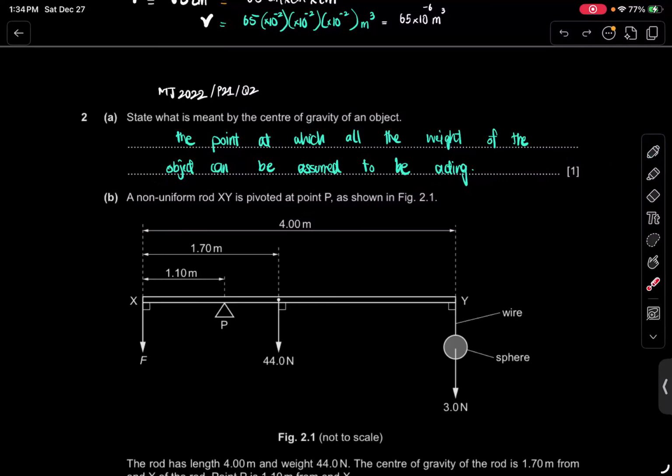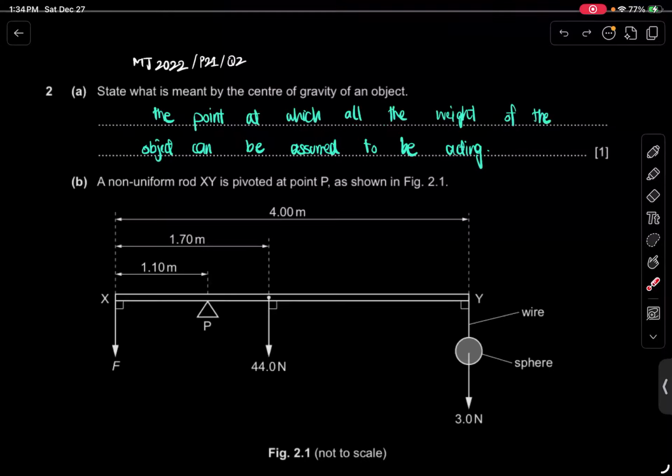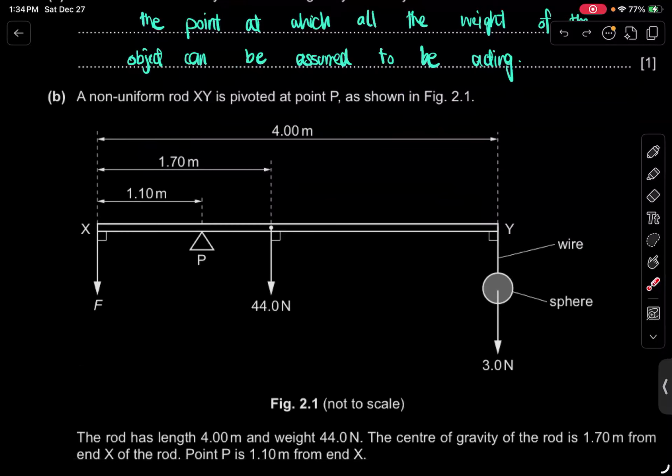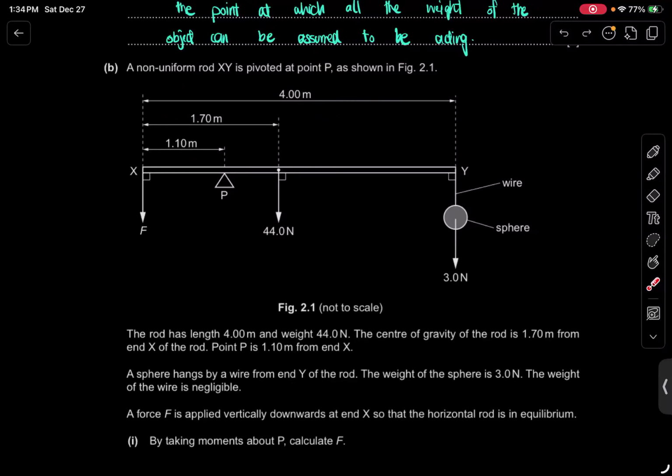A non-uniform rod XY is pivoted at point P. Non-uniform means the weight is not acting at the center. The rod has a length of 4 meters and a weight of 44 newtons. The center of gravity is 1.1 meters from the end X, which is point P. A sphere hangs by a wire from end Y of the rod. The weight of the sphere is 3 newtons. The weight of the wire is negligible.